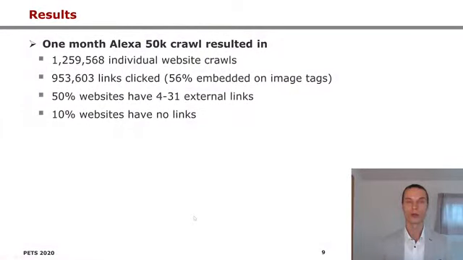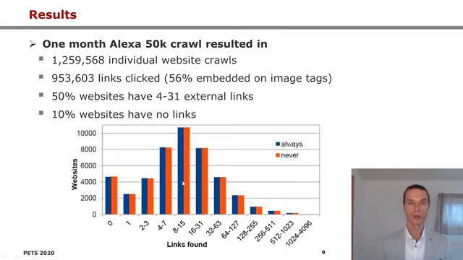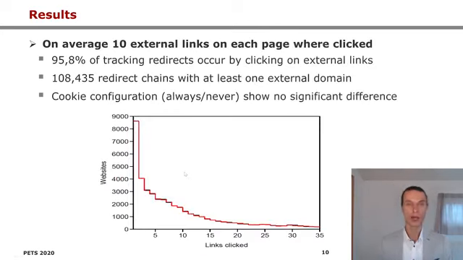The month-long crawl of the Alexa 50K website list resulted in nearly 1,260,000 individual website crawls, in which our crawler clicked on nearly 1 million links, 56% of them embedded in image tags. Looking at the graphic, most of the websites had 4 to 31 external links we could click on, and 10% of the websites had no links. On average, our crawler clicked on 10 external links on each page it visited.